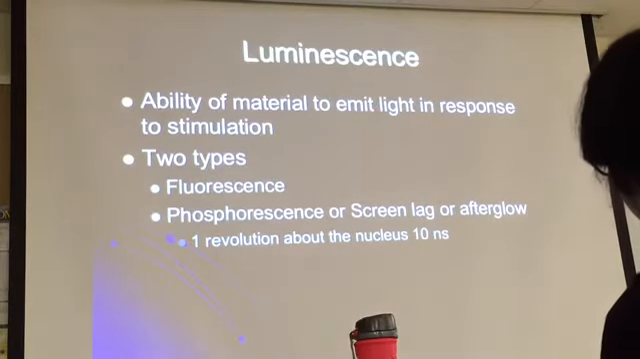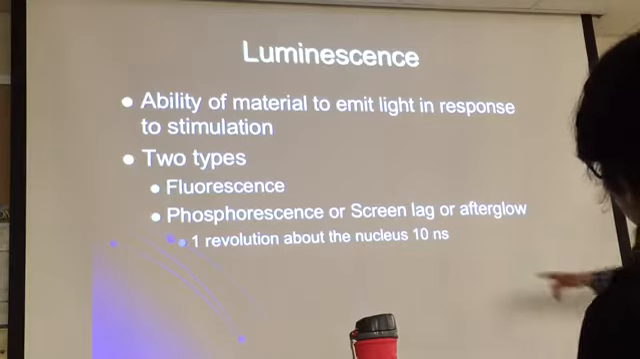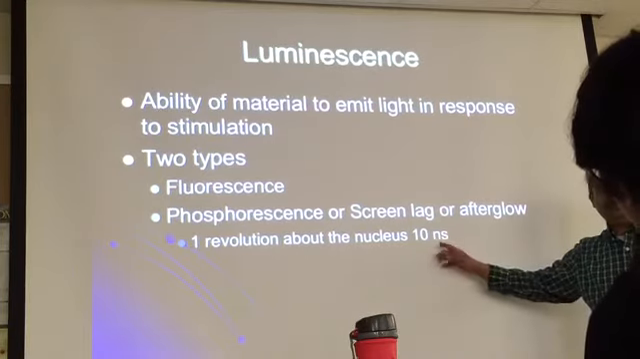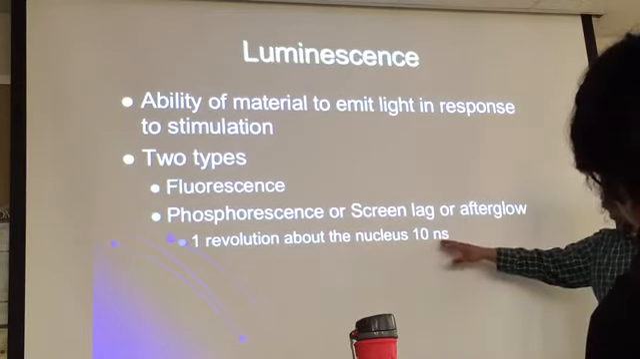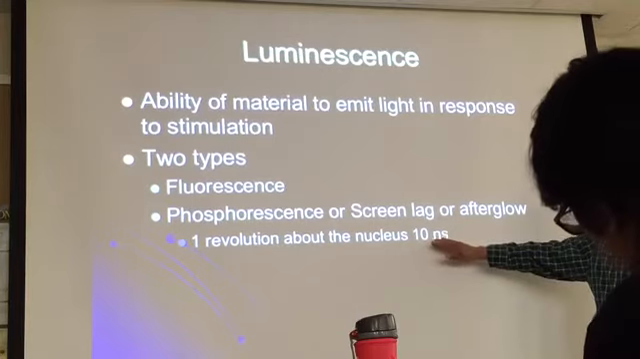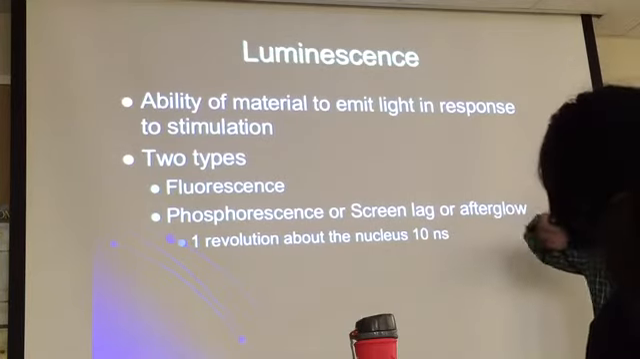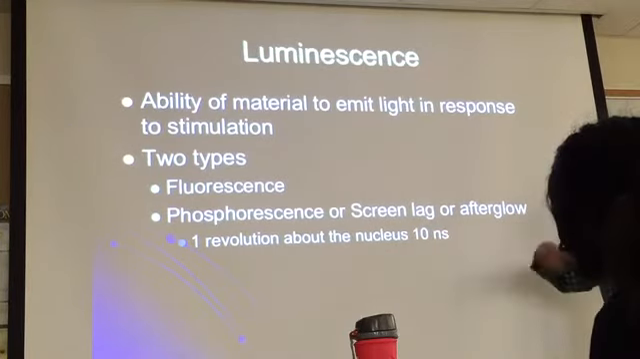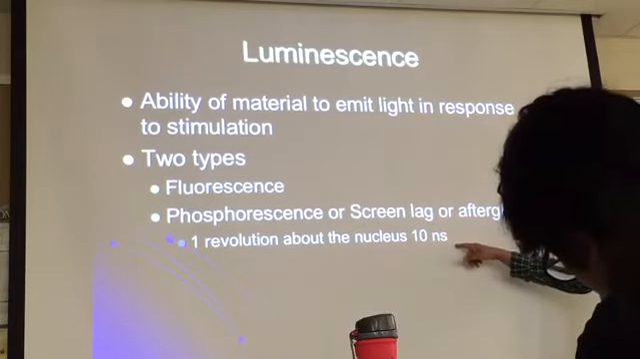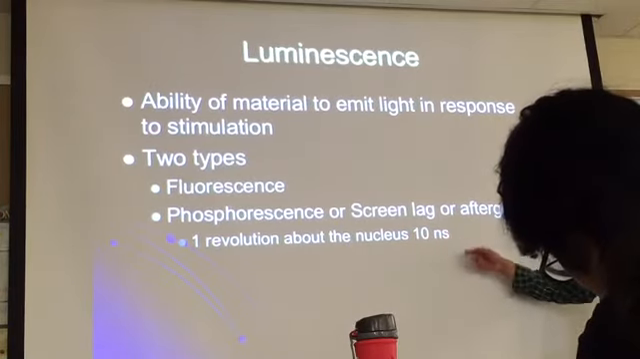One revolution about the nucleus will take 10 nanoseconds. I didn't want to give you that information, but since it's there, now you memorize it. 10 nanoseconds is how long it takes for one electron to go around the nucleus. If it takes longer than that, then it's what? Phosphorescence. There you go.